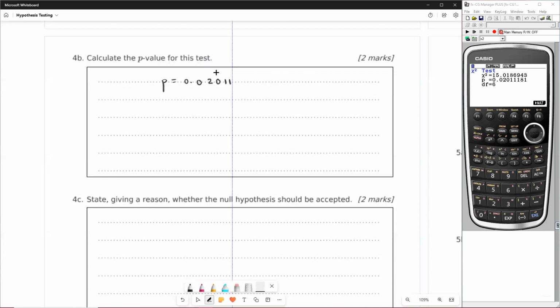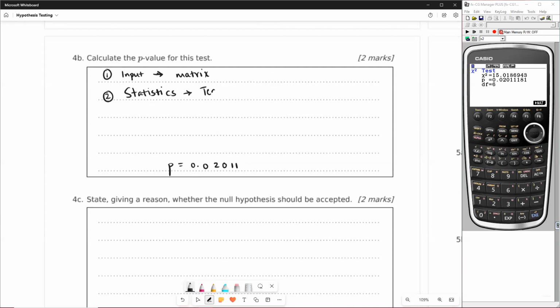Let me just write the instructions there again. Step number 1 was to input your data as a matrix, however your calculator inputs matrices. And then step number 2 is to go to statistics and do a chi-squared two-way test. So you go to the tests, hypothesis testing, and then you go to chi-squared, and then you do a two-way test. That's it, and that's how you get that p-value.